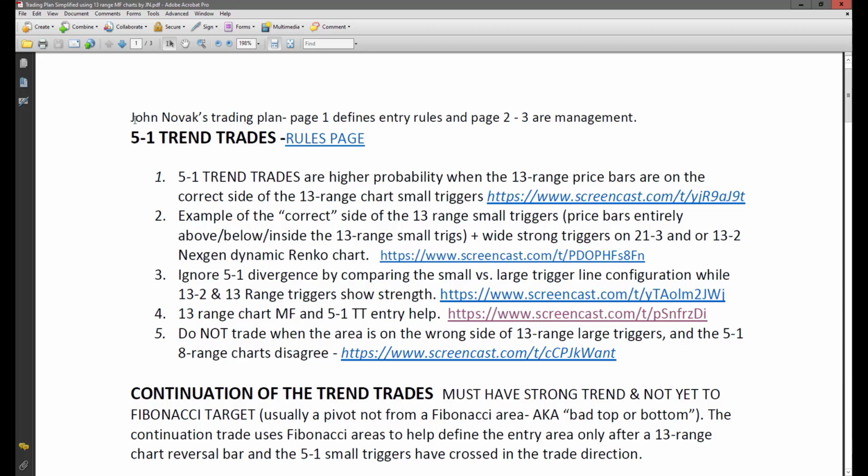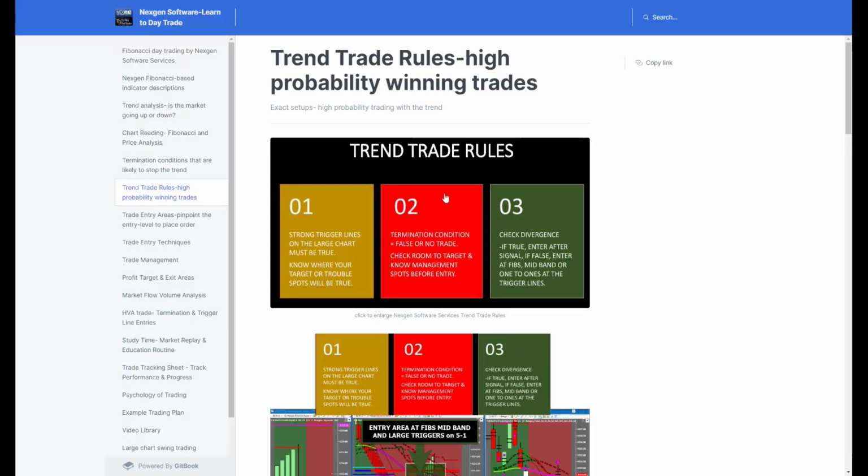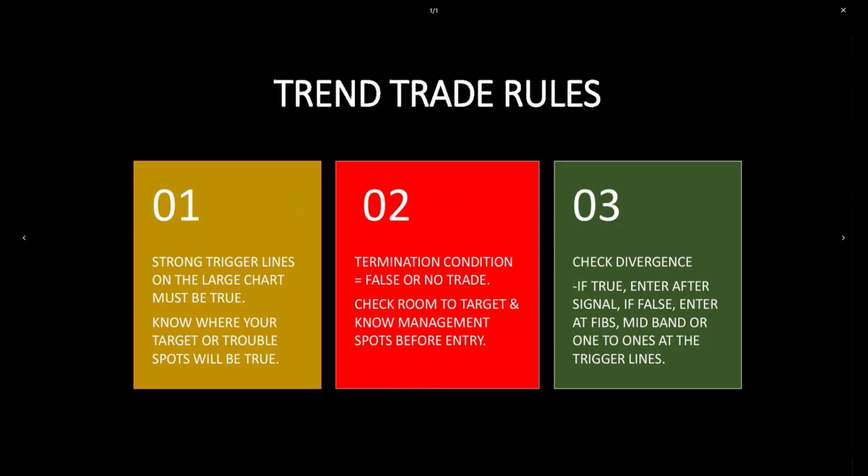So I'll walk you through mine, and then we'll take a look at some example trades. I did a little bit of replay, and we'll put that after walking through the rules so you can see how everything falls together. So we'll start off. Shock, I know. Rule number one is 5-1 trend trades. And I literally use the exact same rules that are in the manual. That's it. There's no magic to it. You just have to wait for the right setup, and then you just do the trade.